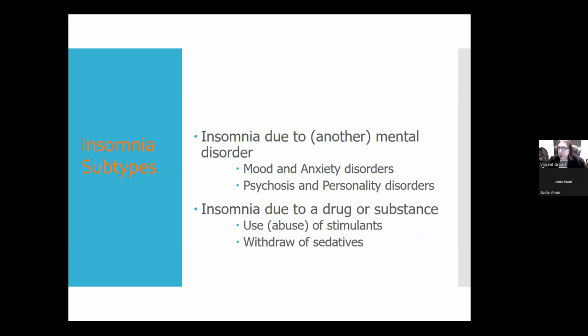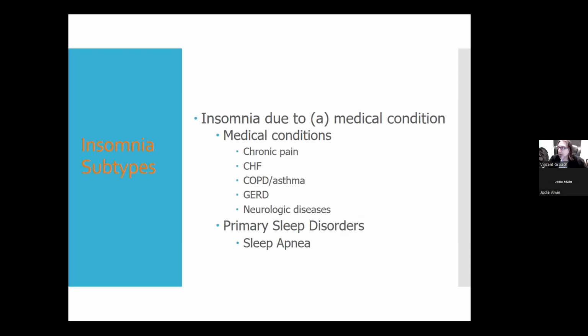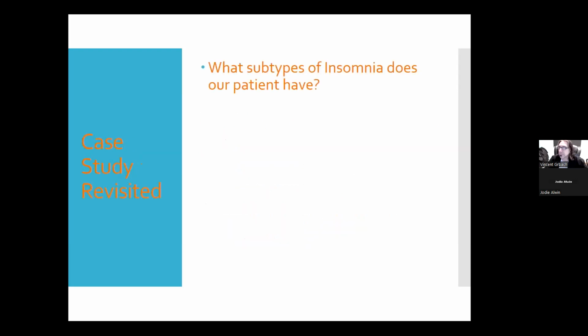Insomnia due to another mental disorder, and again, this is taken directly from ICSD-3. So most commonly, as I mentioned before, mood and anxiety disorders, psychosis, personality disorders, insomnia due to a drug or substance. Again, I covered this in the 6 Ps and an M directly from ICSD-3. The medical conditions, the primary sleep disorders.